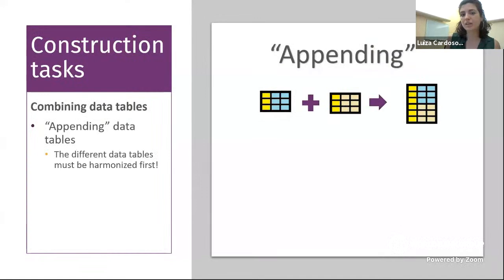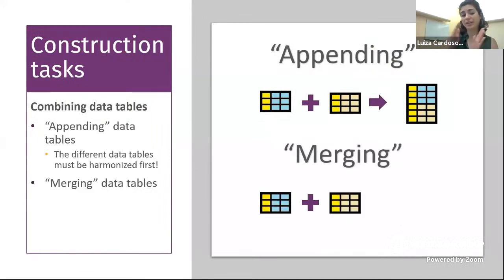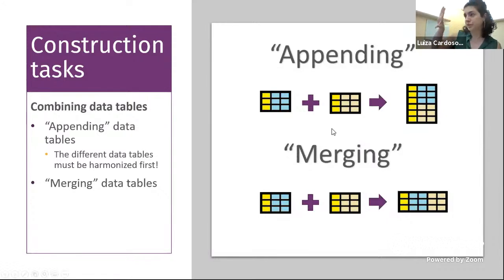When you're appending two data sets, you are increasing the number of rows that you have in the two data sets. So the resulting data set will have more rows than each of the combined data sets. And when you are merging, instead of adding more rows, you're going to add more columns. So I think this is an easier way to think about this process.